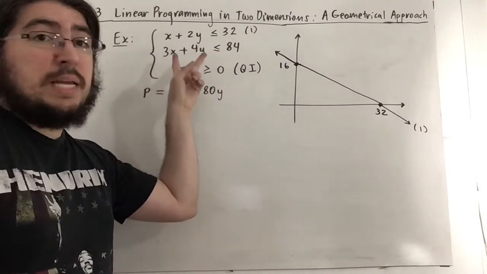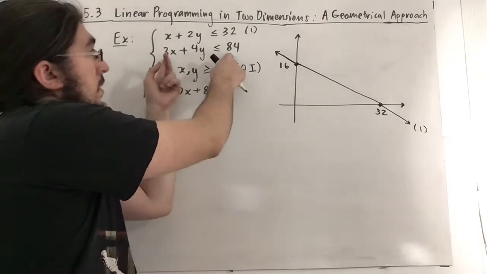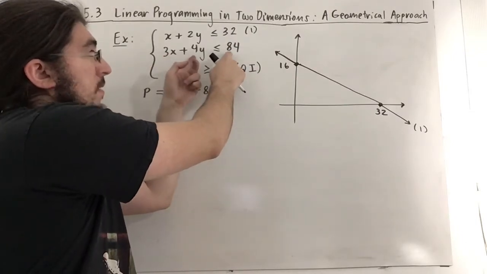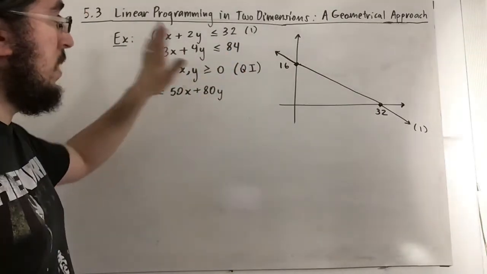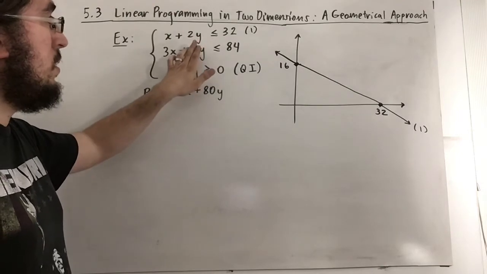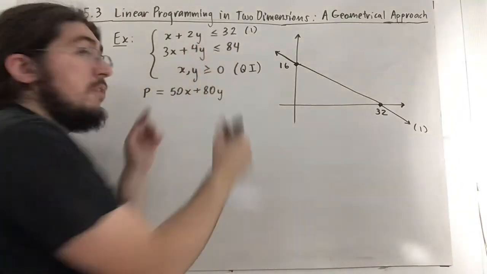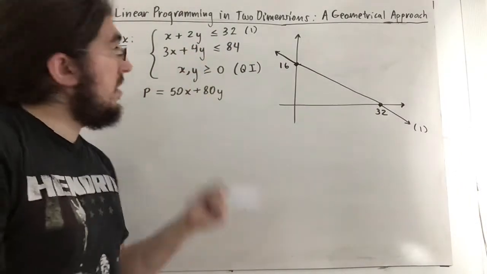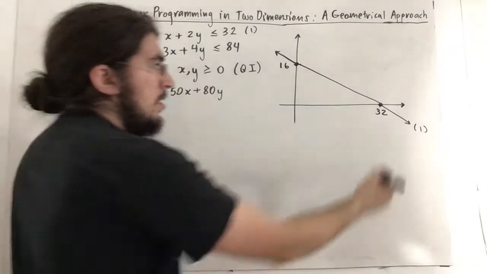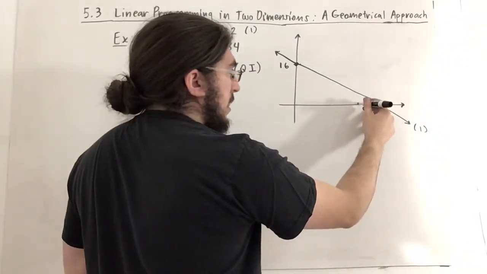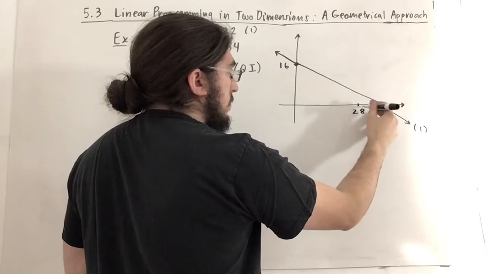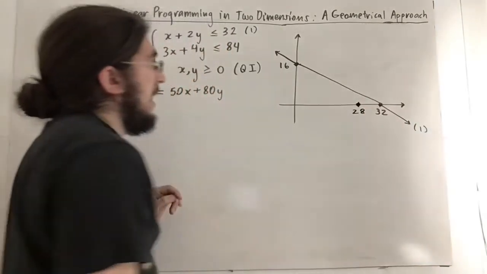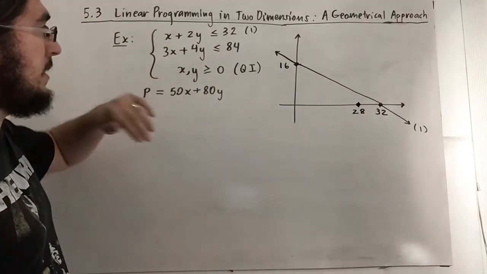So again, I'm going to do the same thing. Divide by the number in front of x, divide by the number in front of y. So when you let y equal 0, to find x, all you have to do is divide the other side, 84, by 3. 84 divided by 3 is, I believe, 28, which will be a little less than 32. Let's just say it's here. 28.